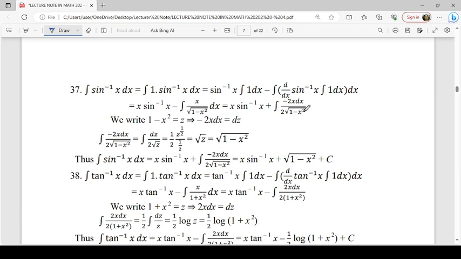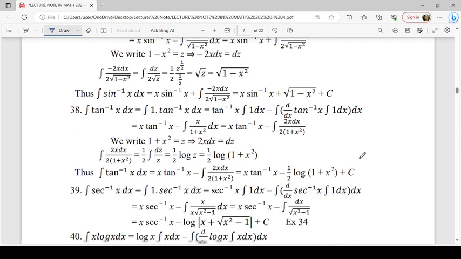Now we substitute again 1 minus x square as z, so that we have a standard formula for this. So it is dz by root over z, half. So it is of the formula x to the power n formula, means what? z to the power minus half, it is minus half plus 1 is z to the power half, so it is root over z. So ultimately we get root over 1 minus x square. So for integration of sine inverse x, it is x sine inverse x plus root over 1 minus x square plus c. Similarly for tan inverse x we have this one.